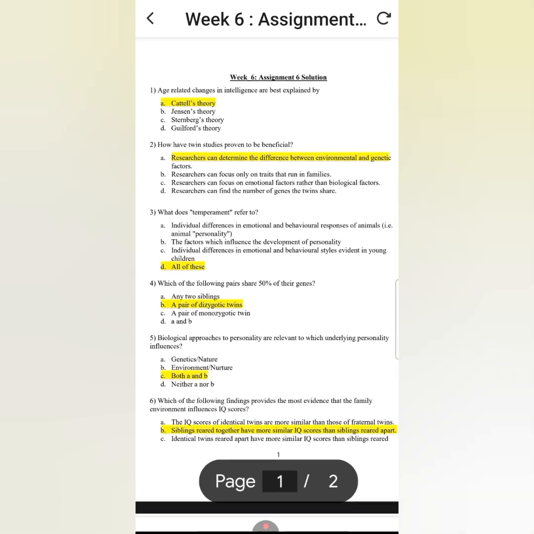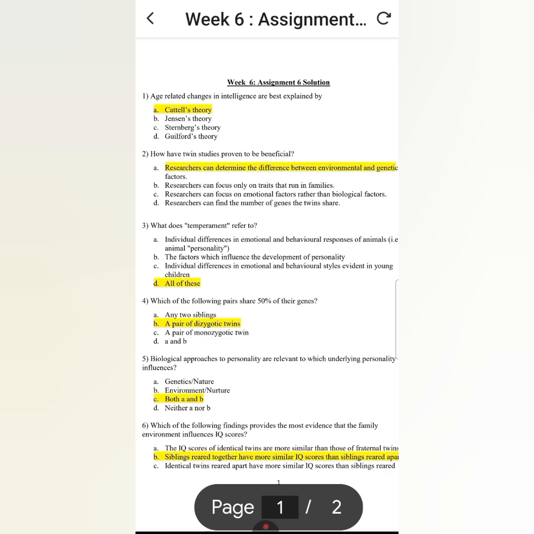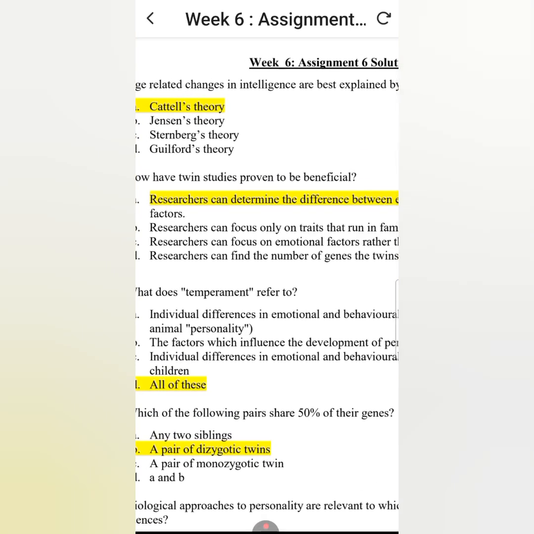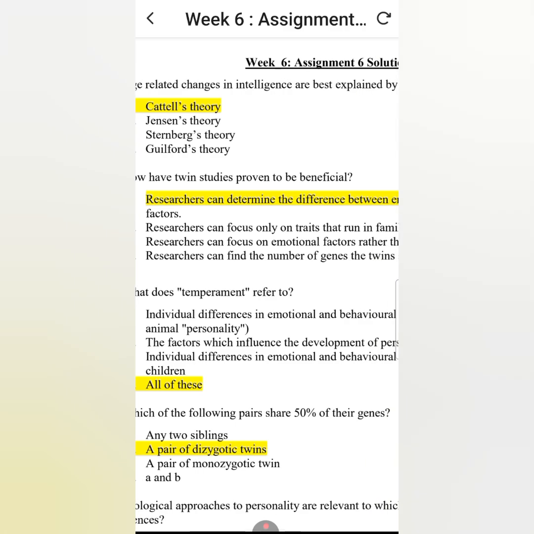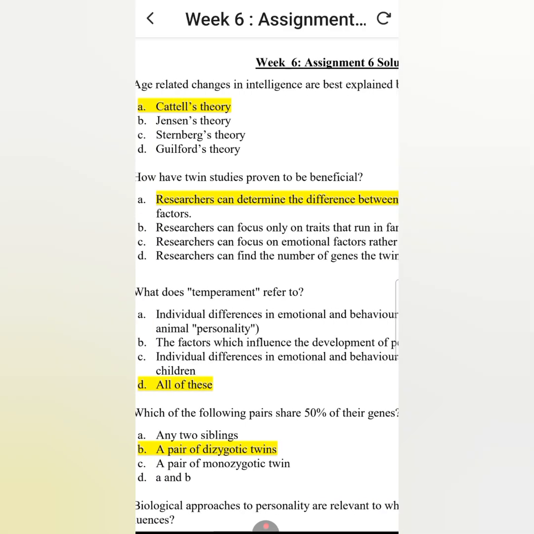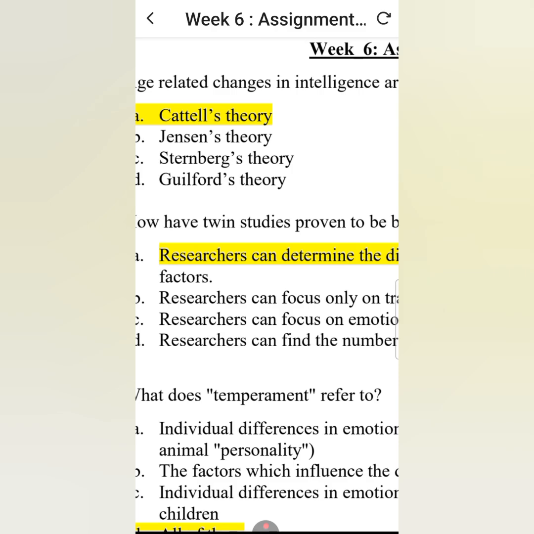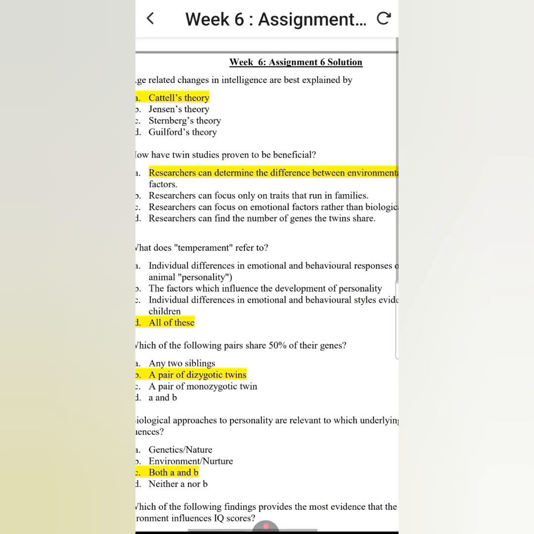The first question is about age-related changes in intelligence, which are best explained by Cattell's theory. Intelligence and age are related, and this is explained by Cattell's theory, C-A-T-T-E-L. You need to keep that in mind.